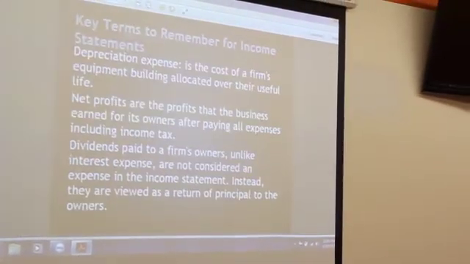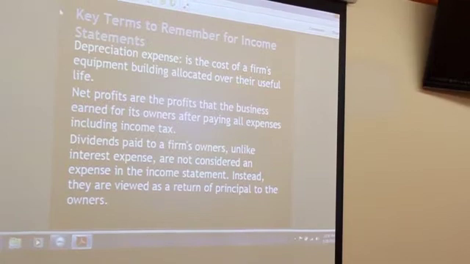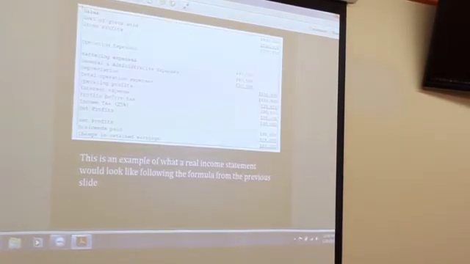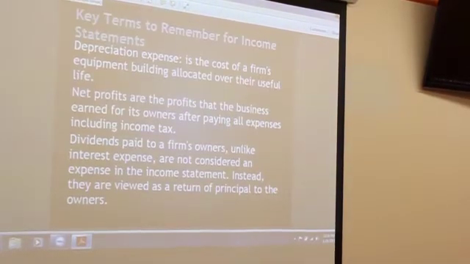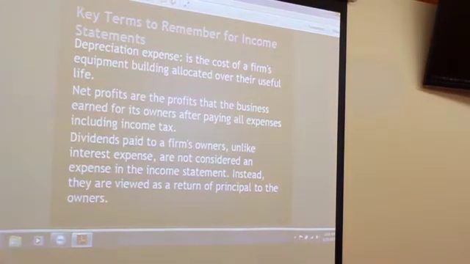Now, one of the good things is if you have a sole proprietorship, then you're not going to have to pay dividends. This is only when you have generally more than one person.